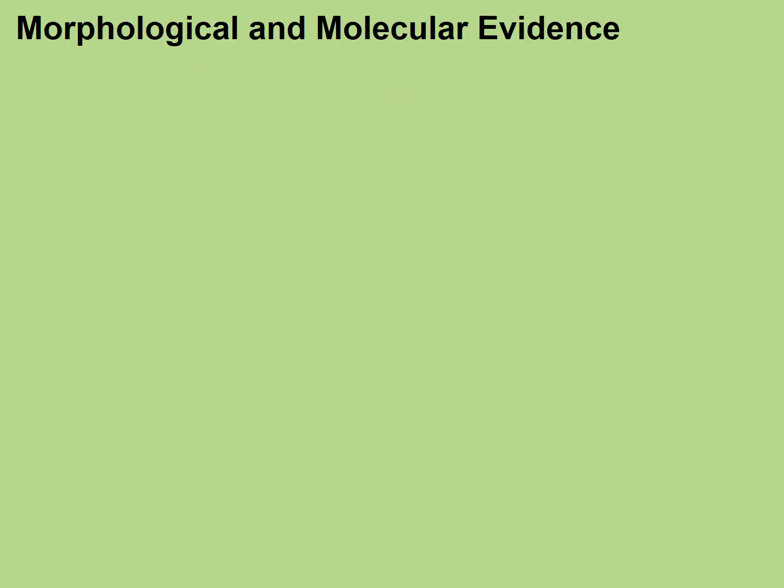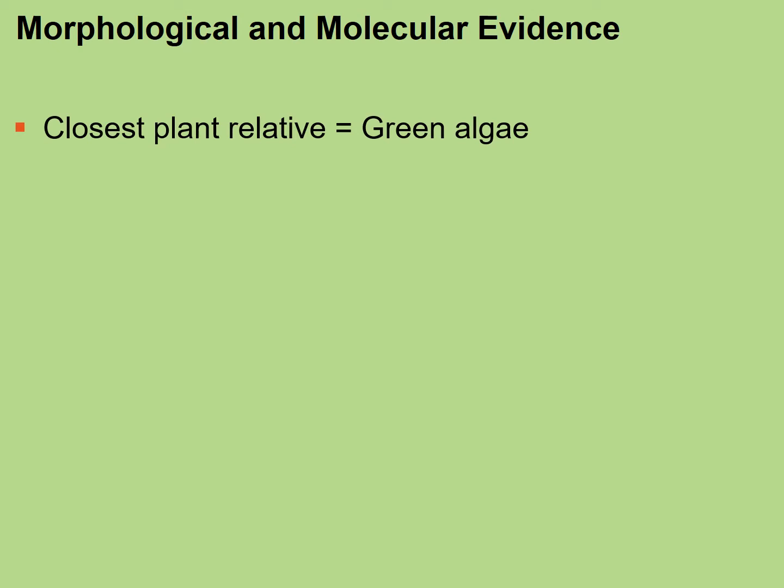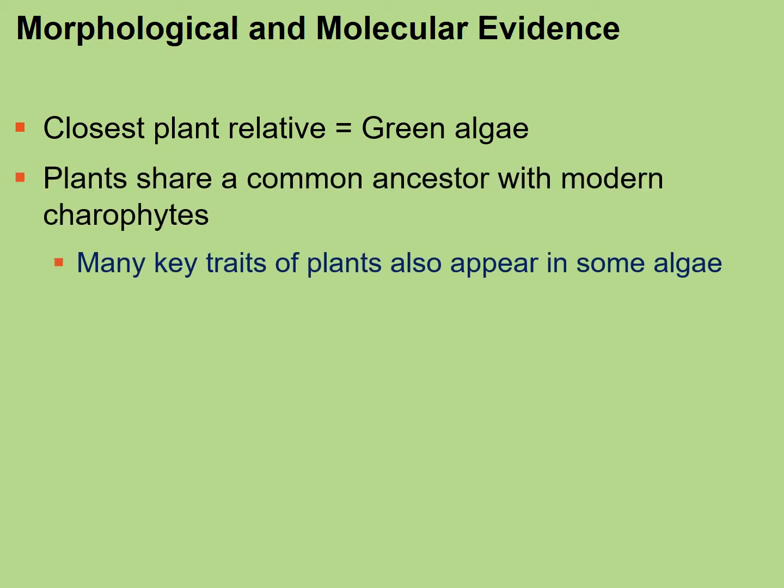Let's talk about evidence of plants and these characteristics that we talk about. Remember, the closest relative of plants are the green algae, specifically the charophytes. There are two types of green algae from the protist chapter: the chlorophytes and the charophytes. And it's the charophytes that were shown as sister group to the land plants. So plants have a common ancestor with the charophytes.